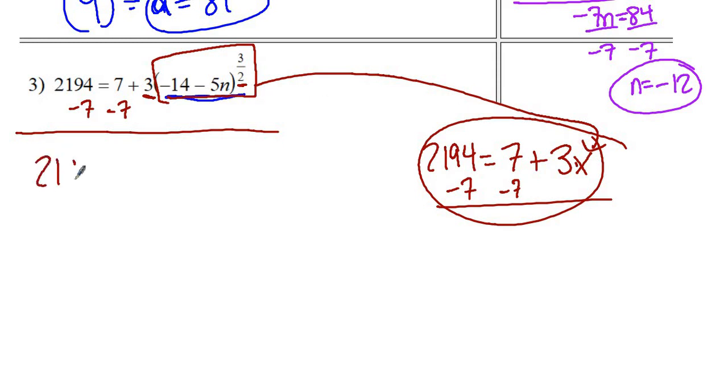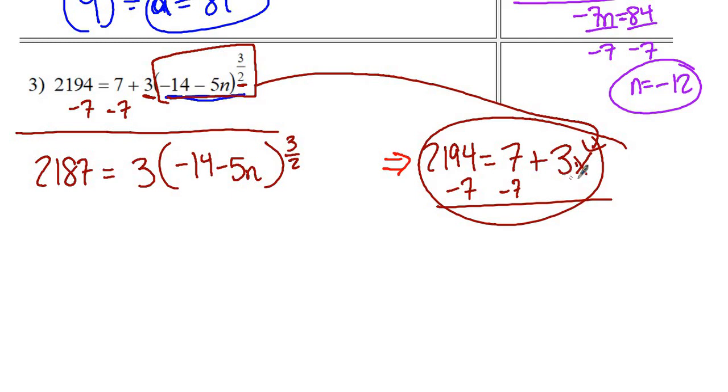So we'll subtract 7, we get 2187 equals this right here. And, by the way, that's a good strategy for any difficult problem: look at an easier example of the problem and see how you would solve it then. So going back to our easy example, the next thing we would do is divide by 3. So we're going to do the same thing right here. Divide by 3, divide by 3.